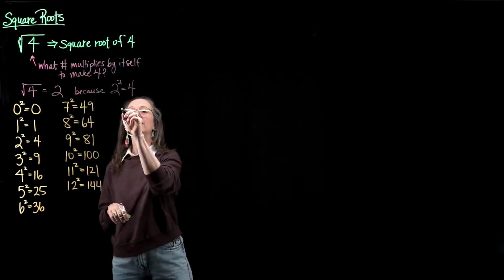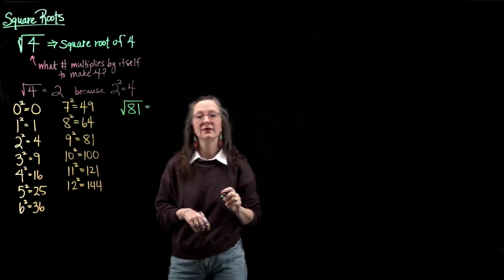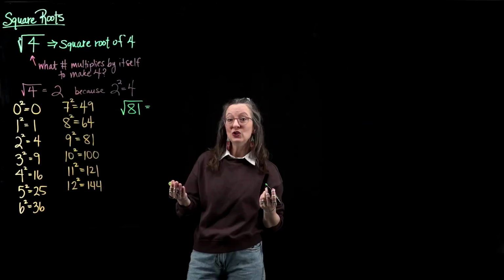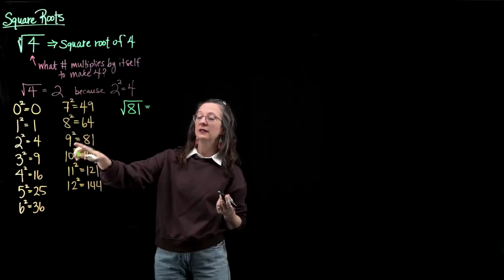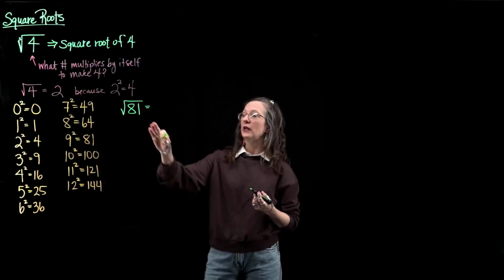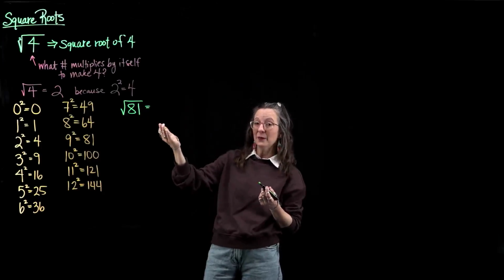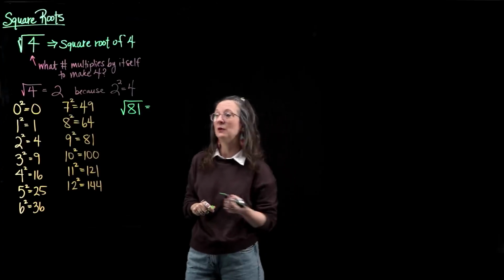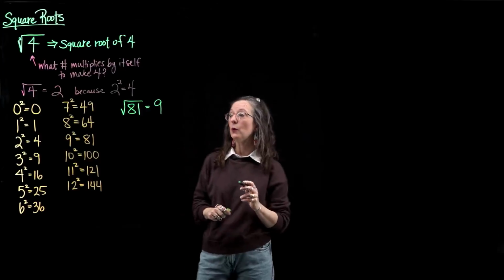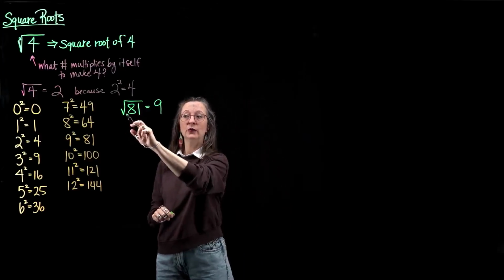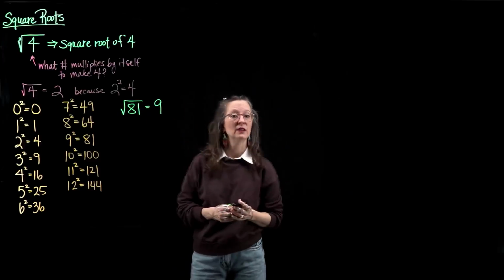So for example, if I were to ask you for the square root of 81, it would be important to know the list of perfect squares and remember that 81 is 9 squared. So when I look for the square root of 81, well, what number multiplies by itself to make 81? It's just equal to 9. And remember that when we take the square root, the symbol goes away, and we just write the number 9.